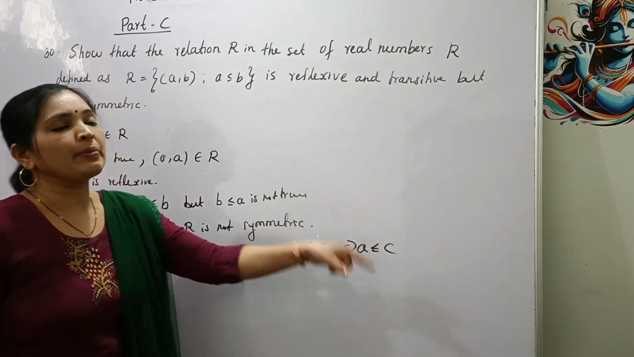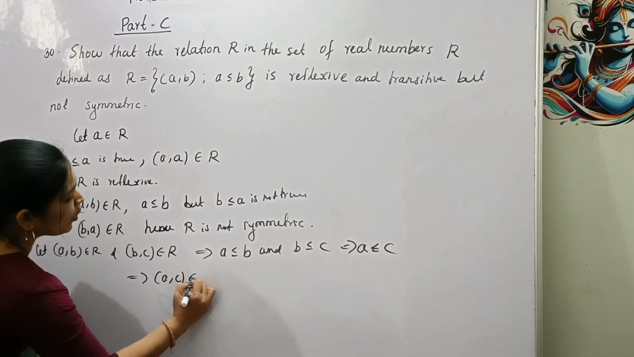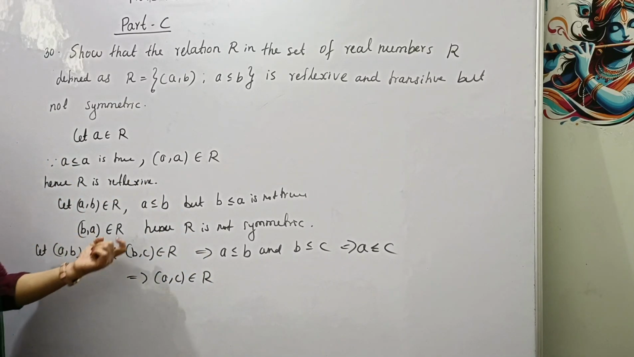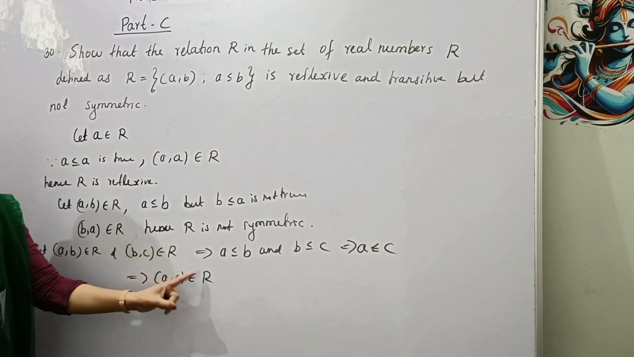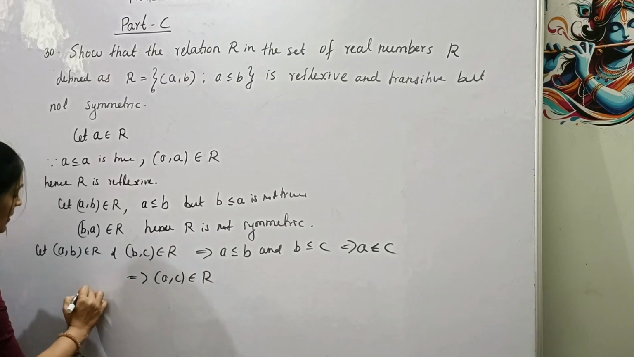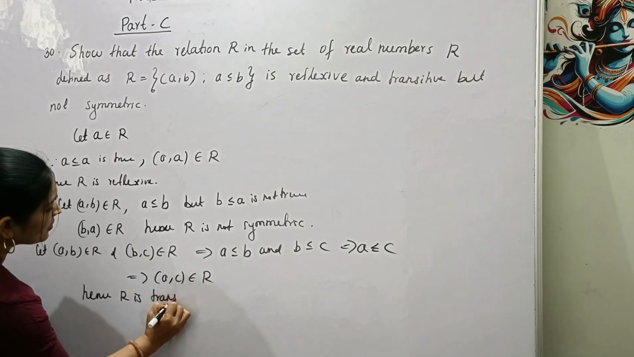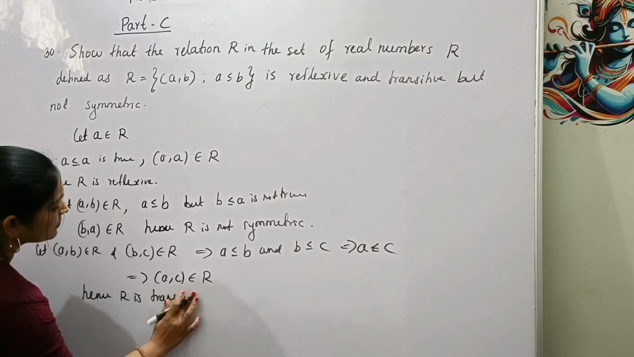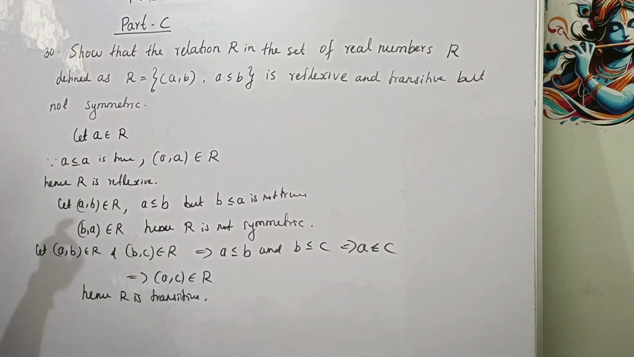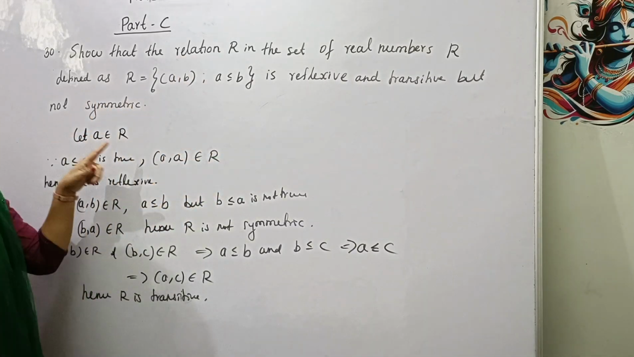That means (a, c) belongs to R. We have got: if (a, b) belongs to R and (b, c) belongs to R, then (a, c) belongs to R. Hence R is transitive. Thus, the given relation R is reflexive and transitive but not symmetric.